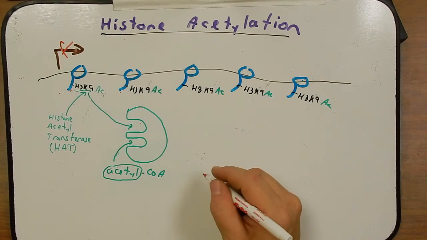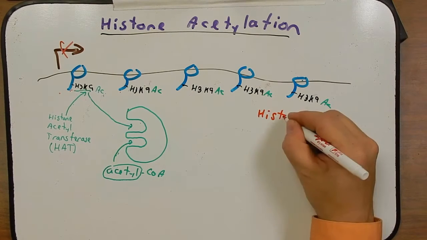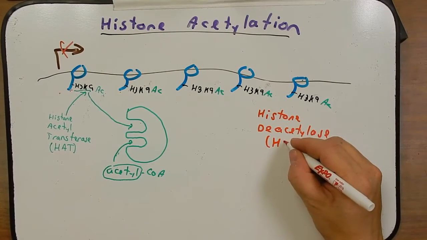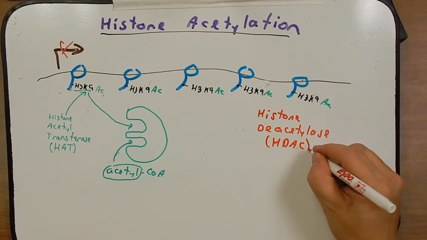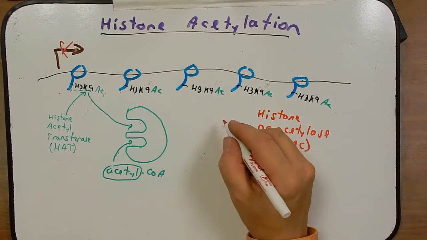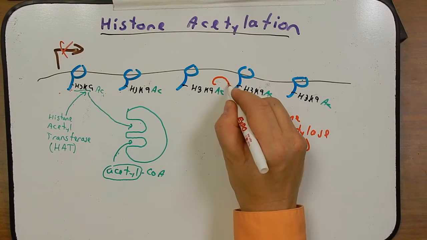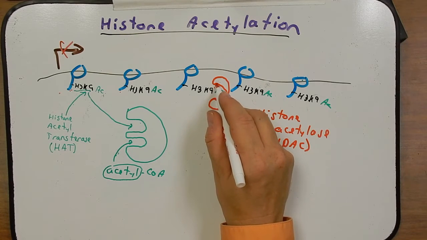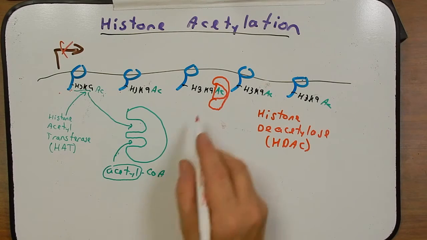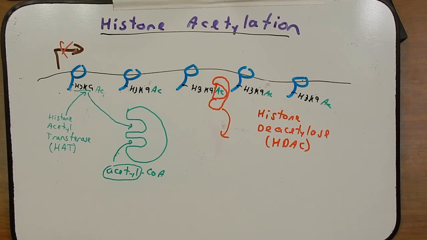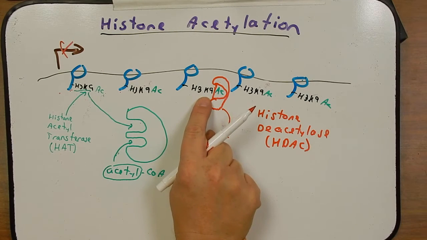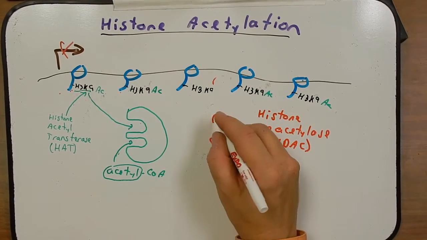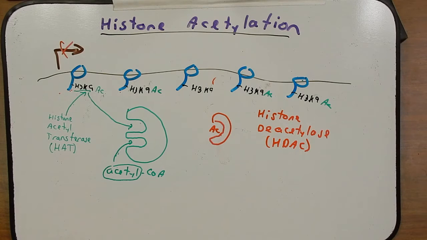So the enzyme that removes this acetyl group is called histone deacetylase. We often refer to these as HDACs. And what they will do is they will have this enzyme bind to this acetylated lysine here and then break that bond, removing this acetyl group from here, making this now just H3K9. So I'm going to erase this, and this HDAC here is now off of this area.